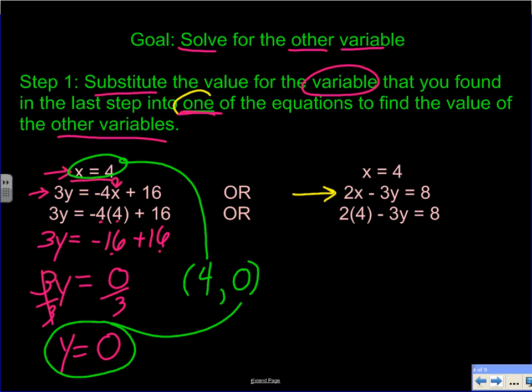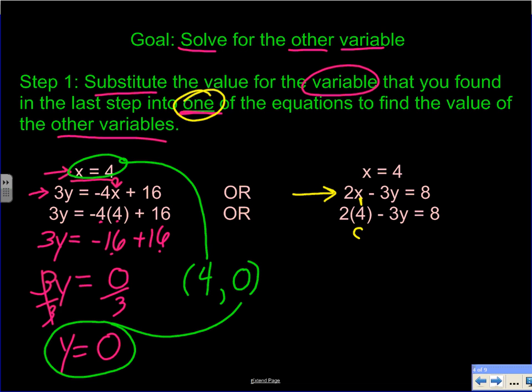Let me bring up the other equation here and show you that it doesn't matter which equation. You have to plug x into one of the equations to solve for y, but it doesn't matter which one, and I'm just doing this to show you that it doesn't matter which one. So here's x, so we plug 4 in for x and solve this out.